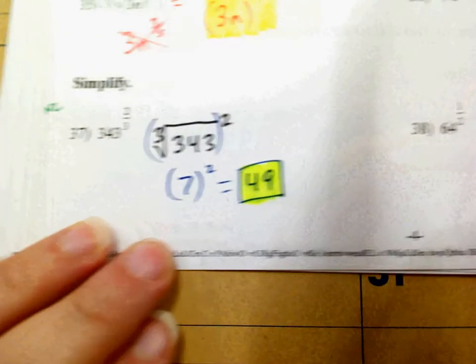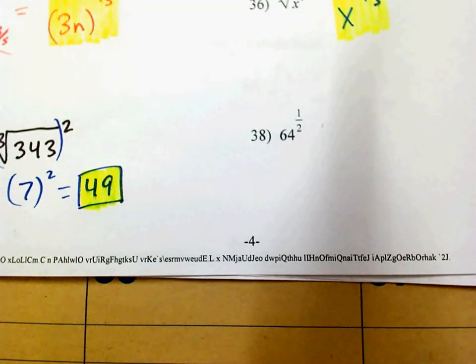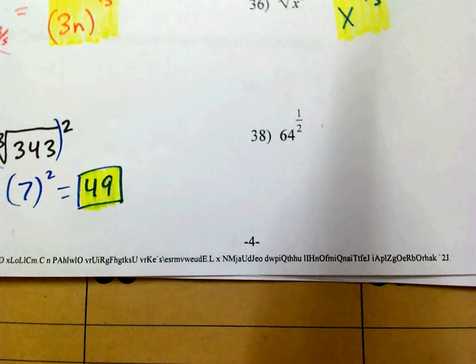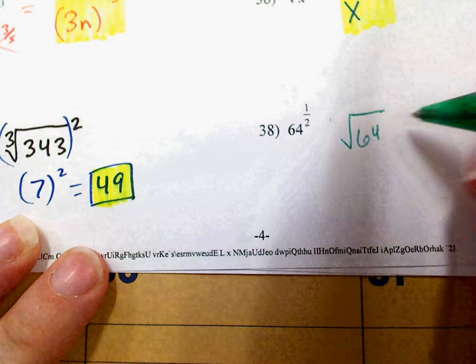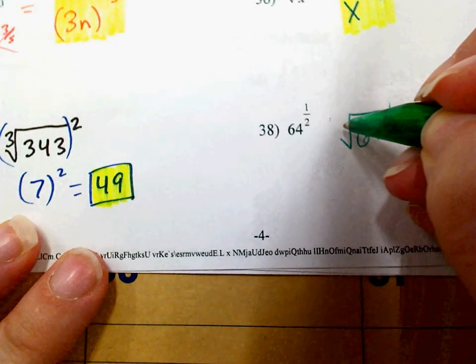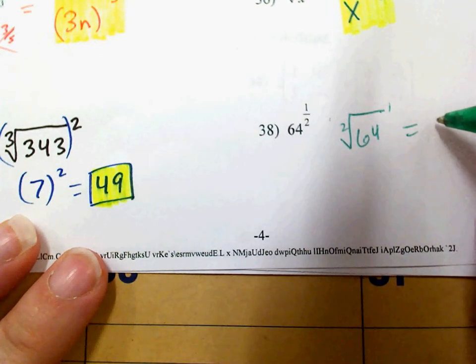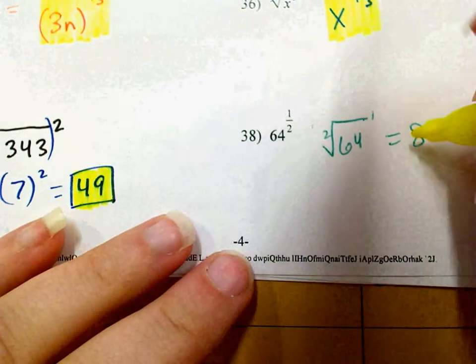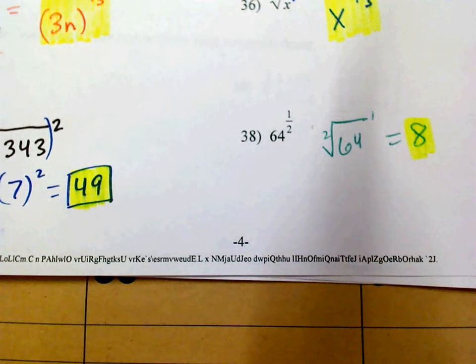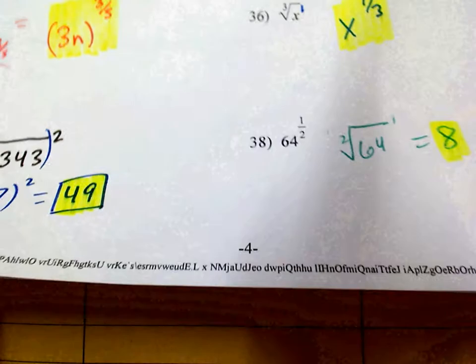Okay. Number 38. What am I asking you to find? The square root of 64 to the first power, right? What's the square root of 64? All right. We like questions like that, don't we? We do. And they will end up on the test. Yay. All right, 39.